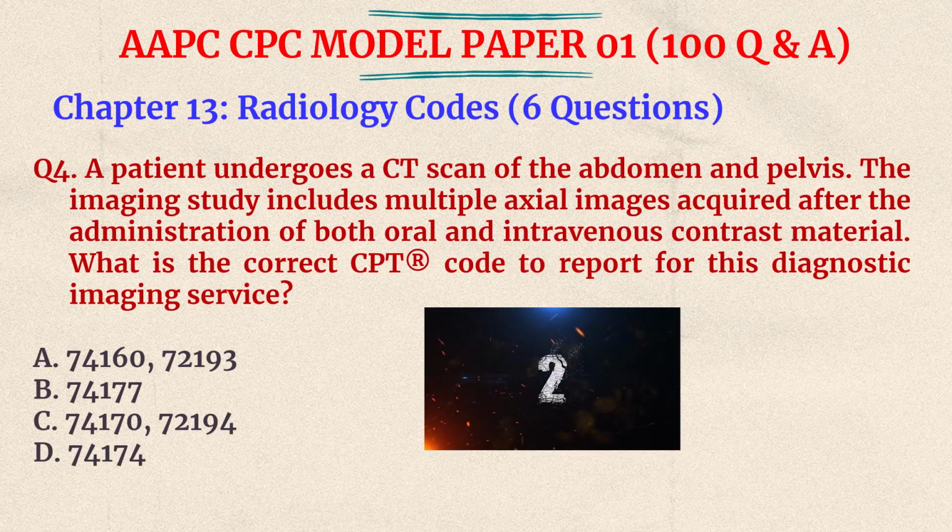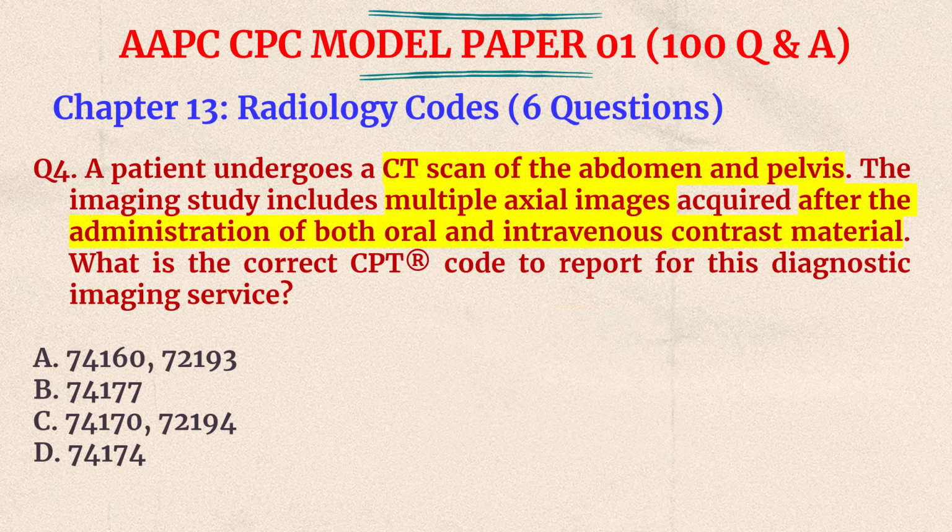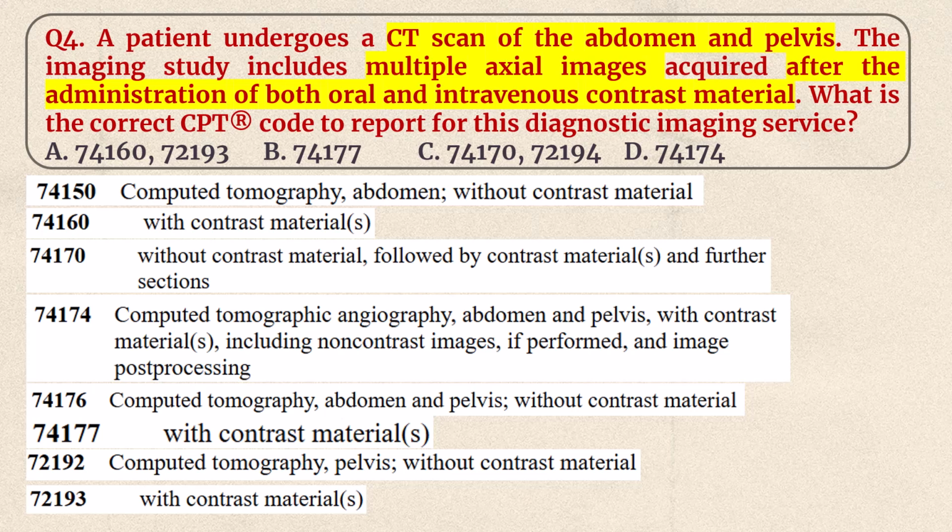3, 2, 1. Okay, here you have to highlight that this is a CT scan of the abdomen and pelvis with multiple axial images after the administration of both oral and intravenous contrast material. When you see the answers, adjacent codes are used here. So you can use the elimination method to find the answer. Directly go to the codes. 74150 is computed tomography, abdomen, without contrast material. 74160 is with contrast material. But that is abdomen only, and in our case it is a CT scan of the abdomen and pelvis. So 74160 is not suitable here.